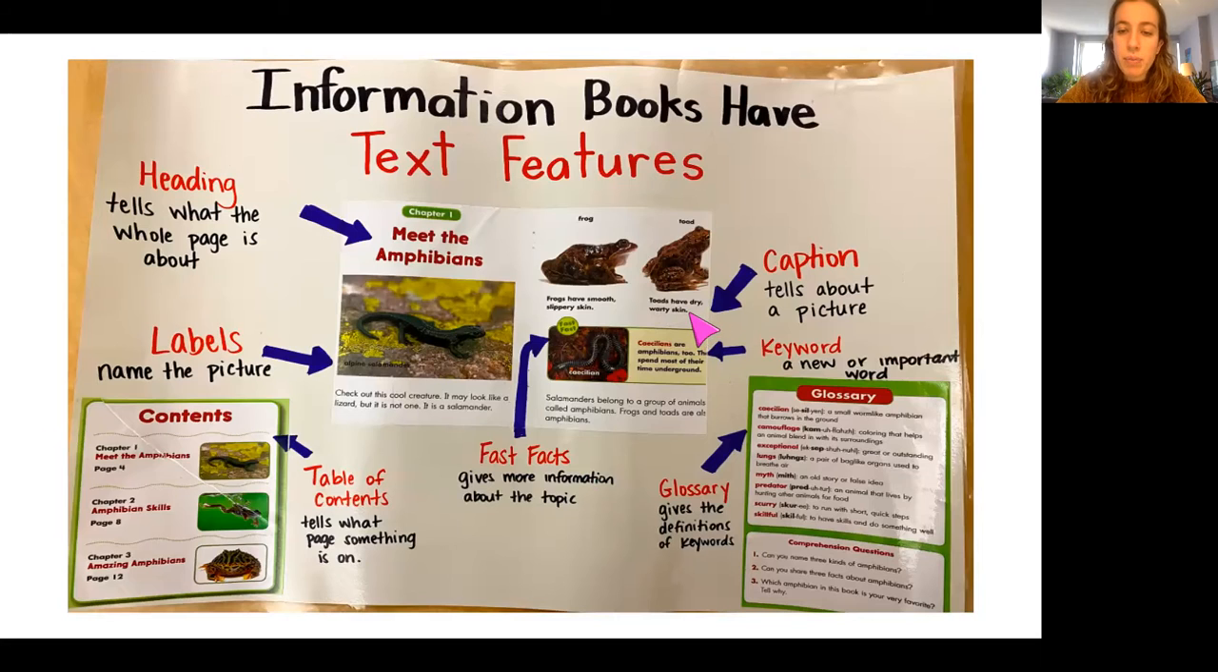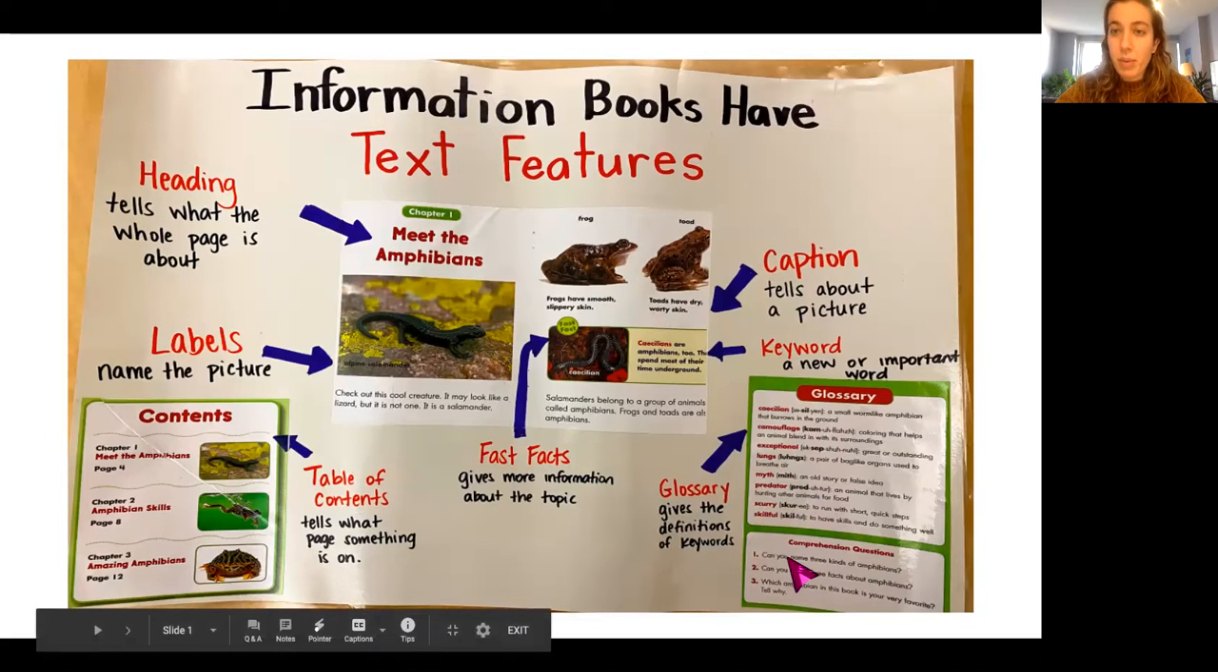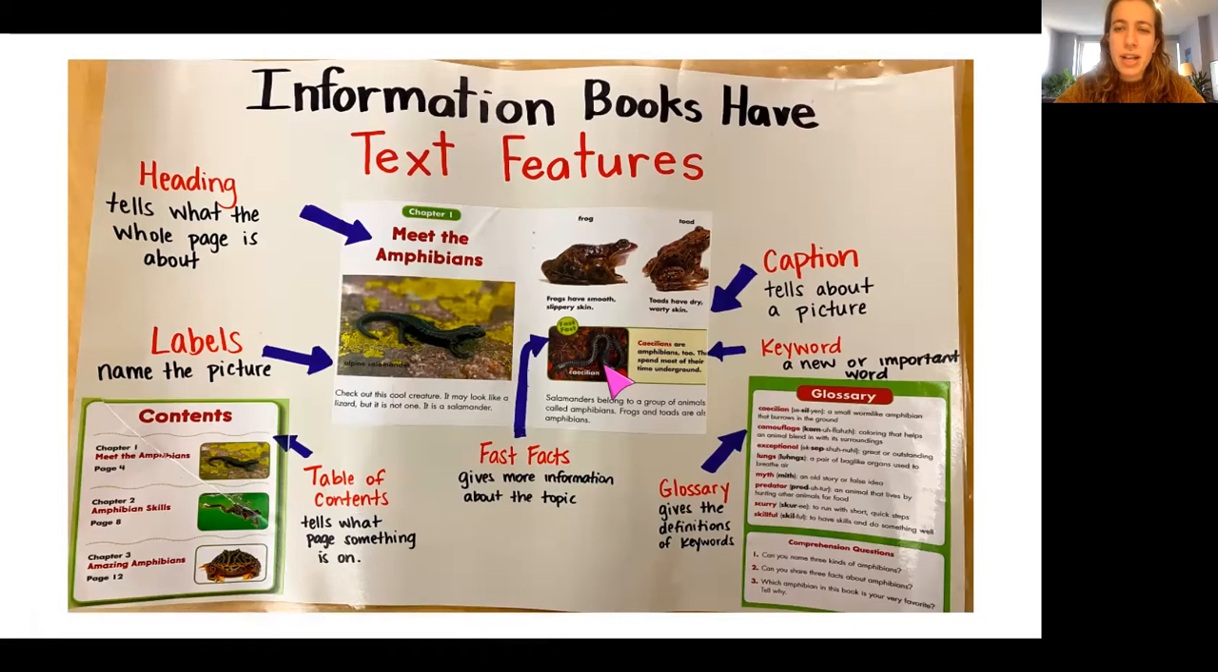Tadpoles have dry skin. Or you might even see some keywords in the picture where the author teaches you a new or important word. And in the back of your book, you might find a glossary that gives the definitions of the keywords. Have any of you noticed any of these text features in any of the books you've been reading? Kids have noticed some of these text features. Today I'm going to show you how you can use these text features in your writing.